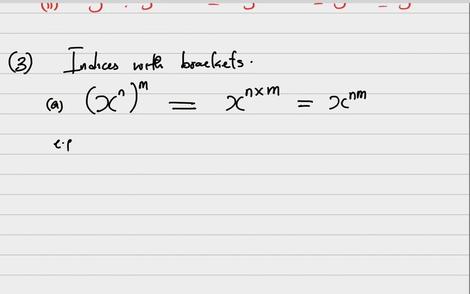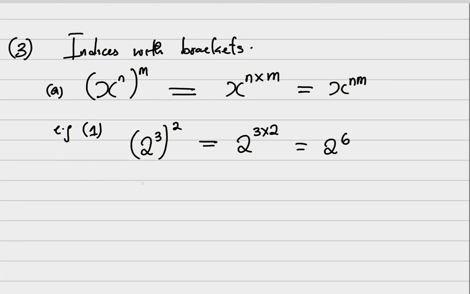Now, an example under this is, if I have 2 raised to power 3, all raised to power 2, like this. So my answer is going to be 2 raised to power 3 times 2. The answer is 2 raised to power 6. The same thing if I have 3 raised to power minus 1, all raised to power minus 2, is going to be 3 raised to power minus 1 times minus 2, and it's going to be 3 raised to power plus 2. So this is the answer. So this is what it entails.